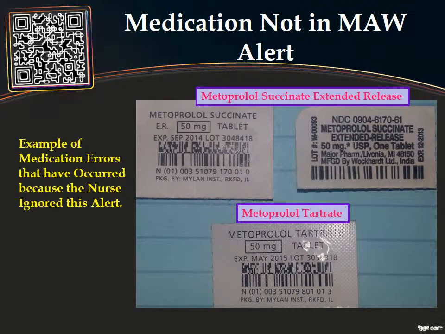This is an example of a medication error that has occurred because the nurse ignored the alert. This medication that was ordered was metoprolol 50 milligrams. What was given was the extended release. That is not the medication that was ordered, so therefore it is a medication error.